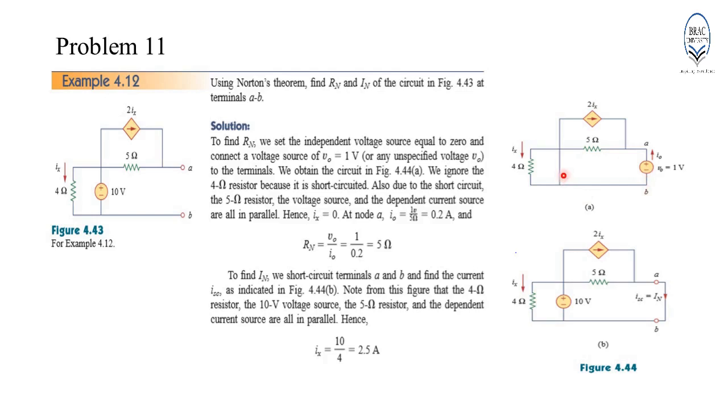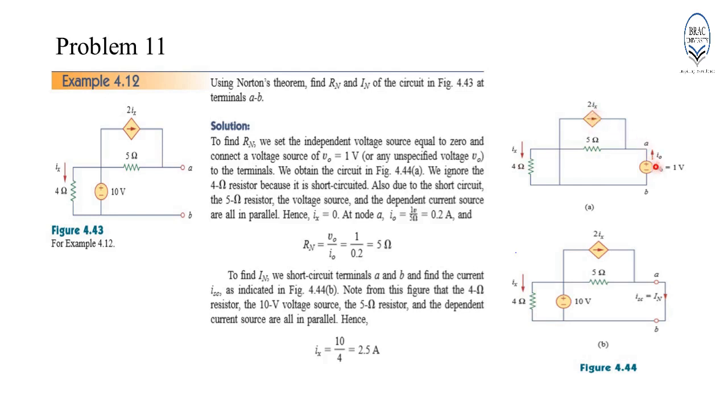On deactivating the voltage source by this short circuit equivalent, the 4 ohm resistor has also been shorted. Hence, Ix becomes equal to 0. The value of the dependent current source is based on Ix. Since Ix equals 0, therefore, this value of 2Ix also becomes equal to 0.